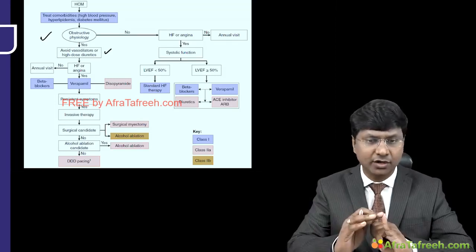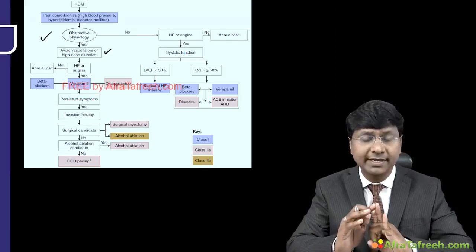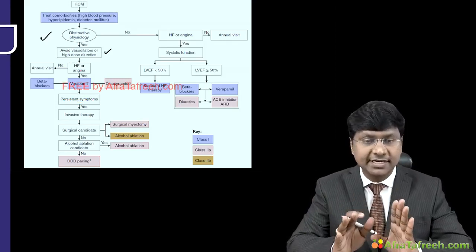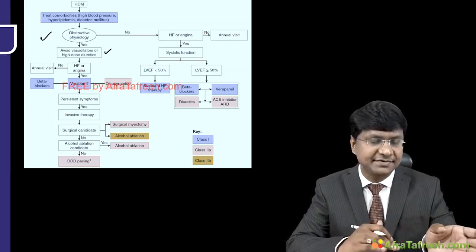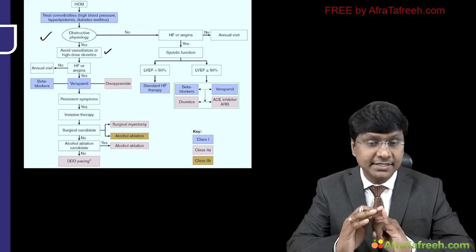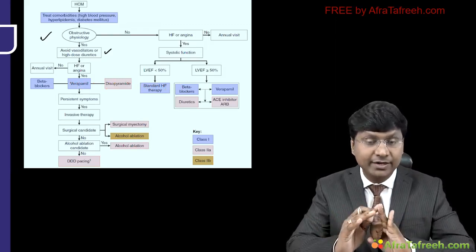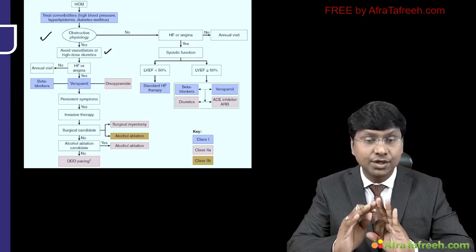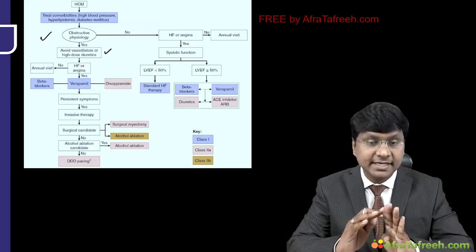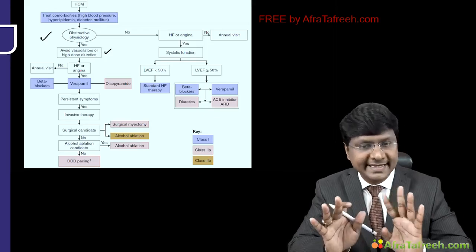Now, if there is obstructive physiology, you should avoid vasodilators. The nitroglycerin and all should be avoided, and you should also avoid the high dose diuretics. So the drugs which are contraindicated in HOCM, I was just discussing previously also: high dose diuretics you should not give. Then nitroglycerin, then digoxin, then catecholamines, they should be completely avoided.